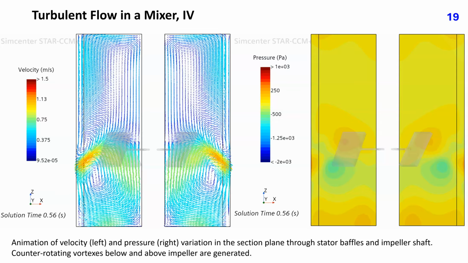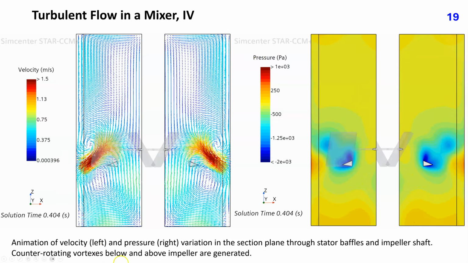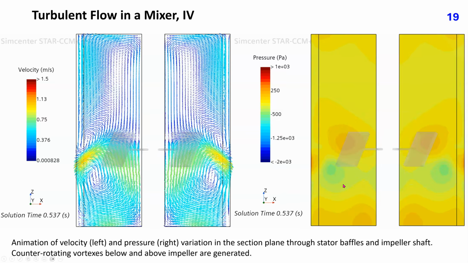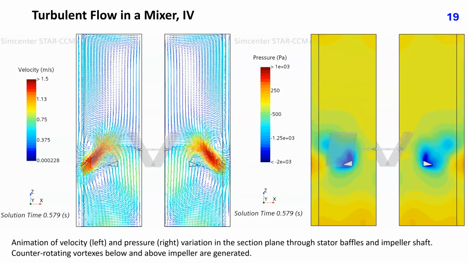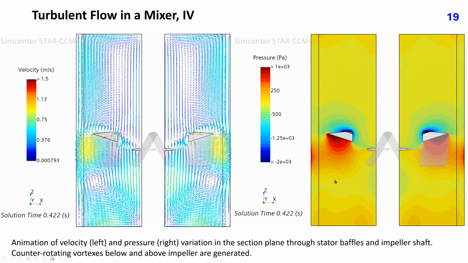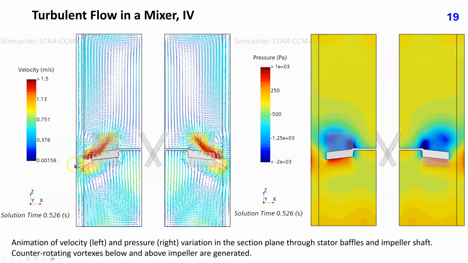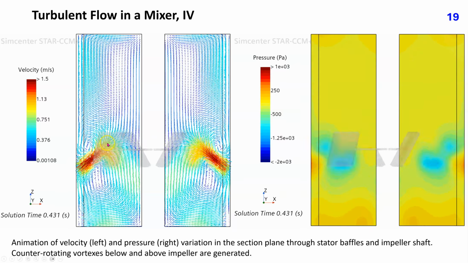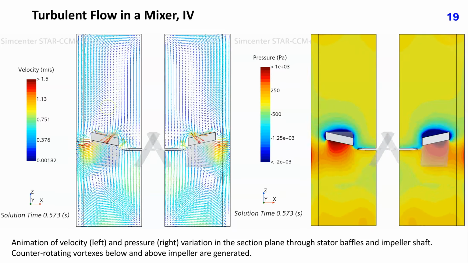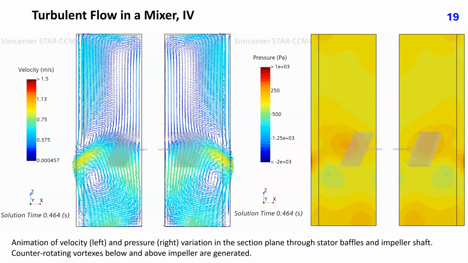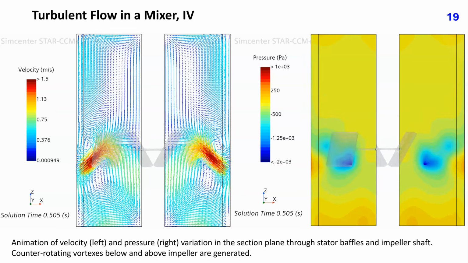This slide shows animation of velocity on the left and pressure on the right in the section plane through stator baffles and impeller shaft. The rotating impeller blades are pushing fluid downward and sucking from above, thus creating counter-rotating vortexes below and above impeller. These vortexes are stable but move to some extent during each blade passing period.